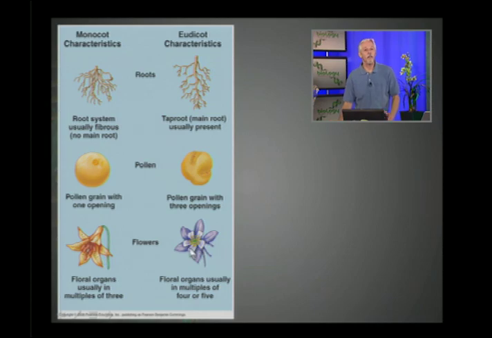So again, these are kind of indirect indices of whether it's a monocot or a dicot. Ultimately, it's the seed that defines whether it's a monocot or a dicot.